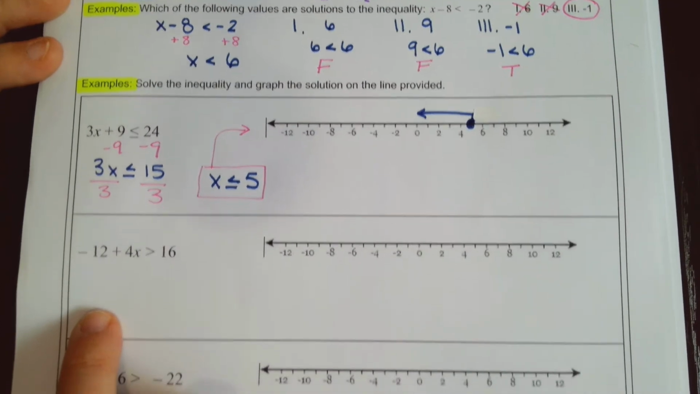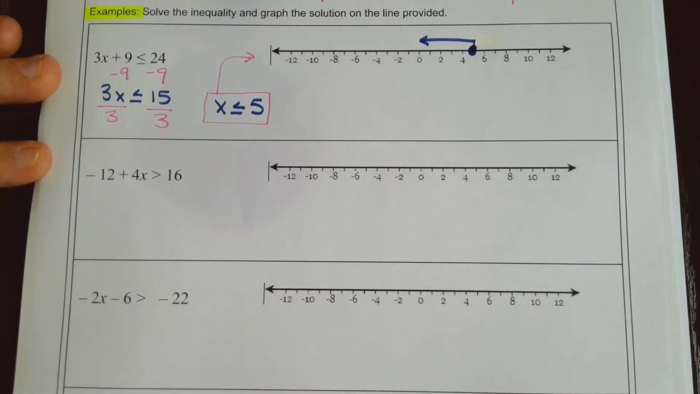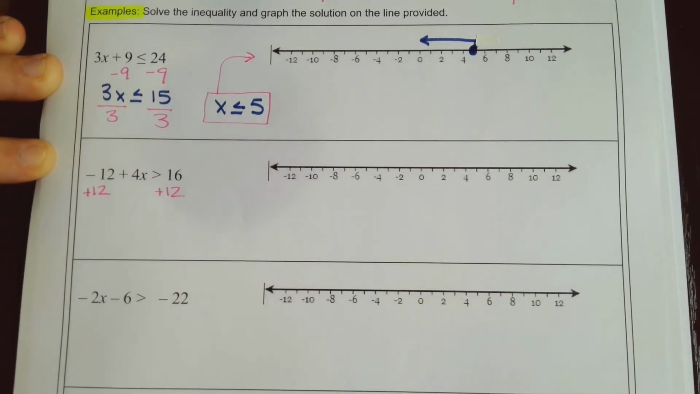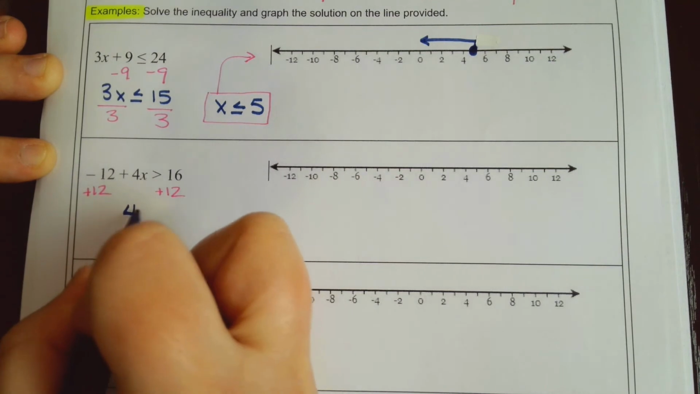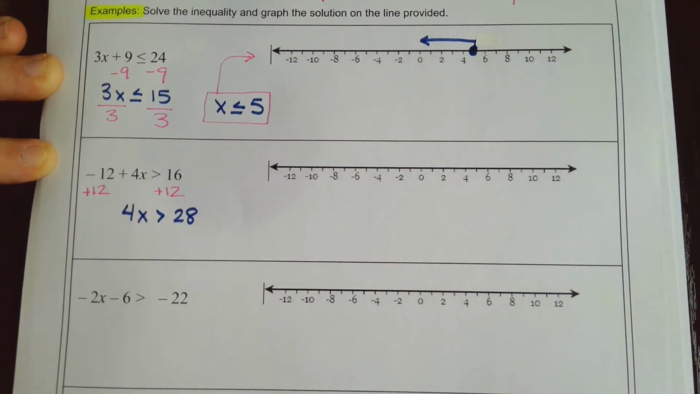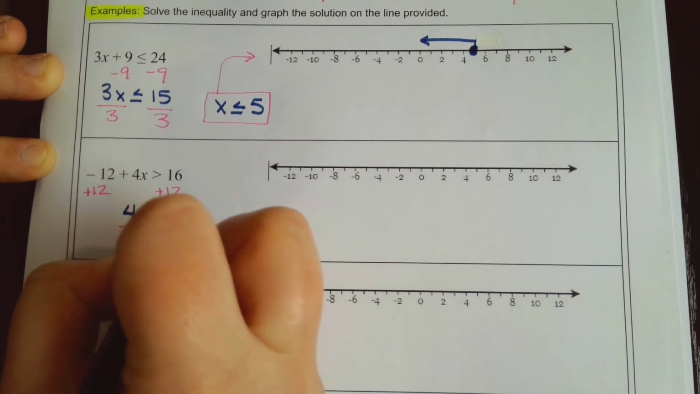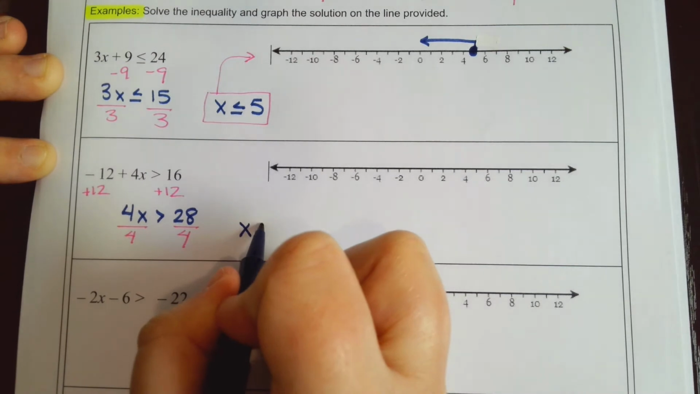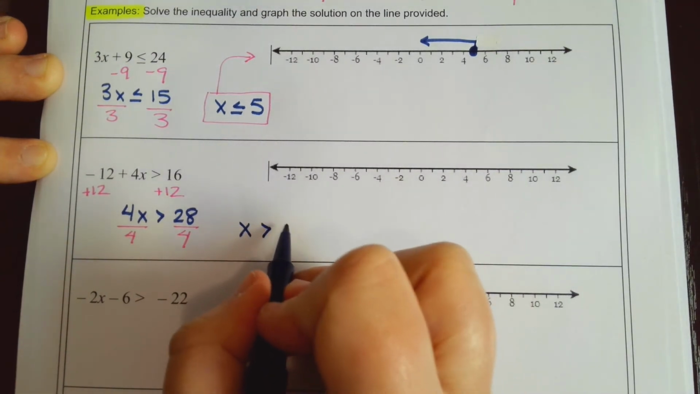All right, our next one. Negative 12 plus 4x is greater than 16. So we're going to start with adding 12. 4x is greater than 28. Divide by 4 on both sides. And we get x is greater than 7.